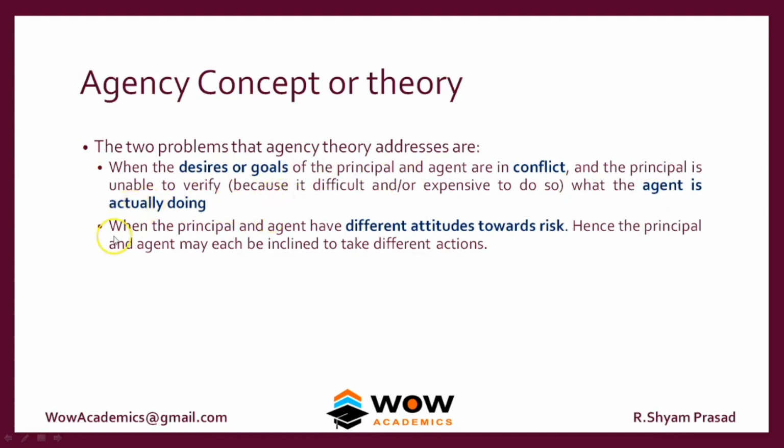Or two, when the principal and agent have different attitudes towards risk. So assume that the shareholders want the company to take more risk, but the CEO, as he's an employee of the company, doesn't want to take more risk. So it can also be vice versa. But still, this is the problem of the agency concept. So the first problem is there's a mismatch in the goals of the shareholder and the CEO. In the second, there's a mismatch of the risk perception and risk-taking ability of both the parties.